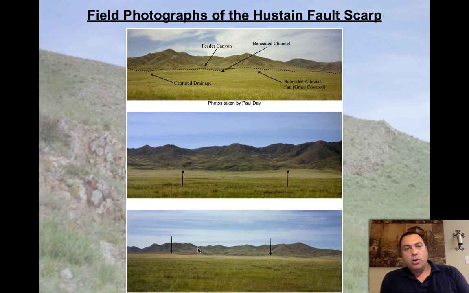So really quickly, I want to go over some field photographs of the Hustain Fault Scarp. It's a very clear scarp as we showed in the original image, but here we see the hills in the background with a nice alluvial cover. The alluvial cover is usually covered with grass itself, making the looking and seeing the actual fault a little bit difficult, but you can see it from the geomorphology.